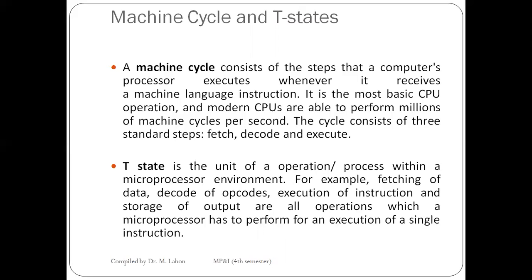It is somewhat the same as the instruction cycle, but an instruction cycle consists of more than one machine cycle. It is the most basic CPU operation, and modern CPUs are able to perform millions of machine cycles per second. The standard steps, as we already said, are fetch, decode, and execute. This is the part of the machine cycle. So every instruction cycle consists of one or more machine cycles.